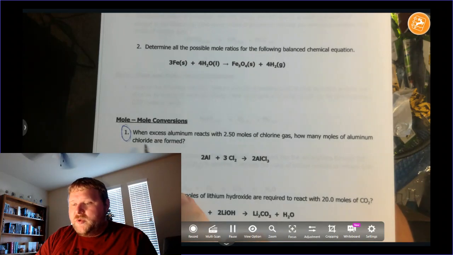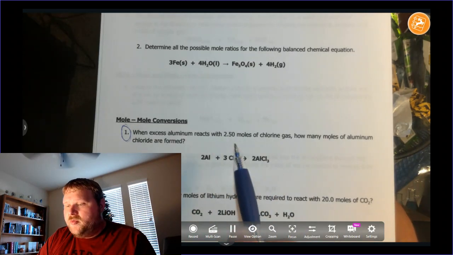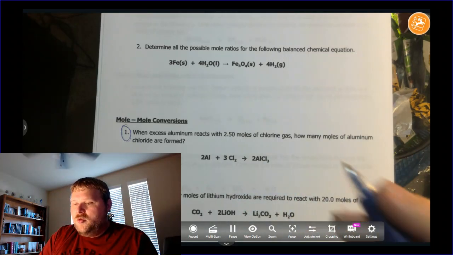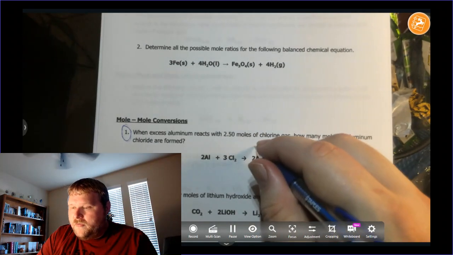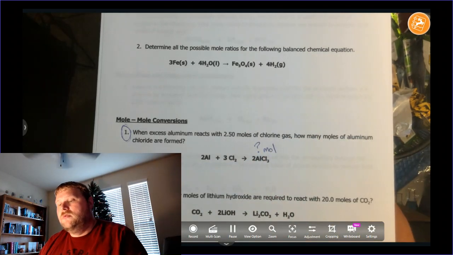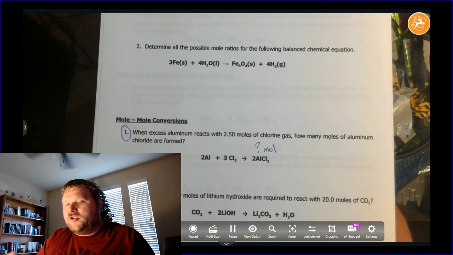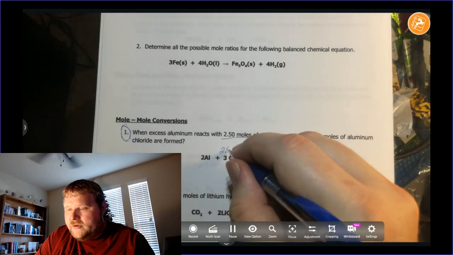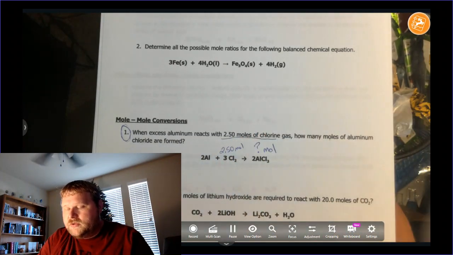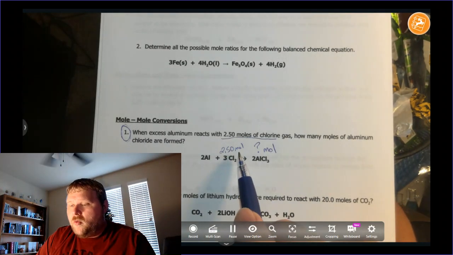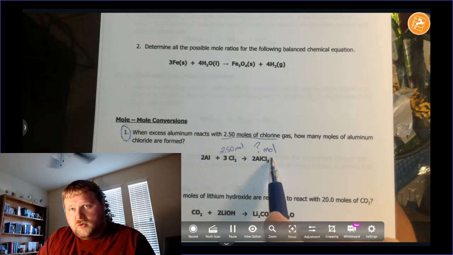The problem reads, when excess aluminum reacts with 2.5 moles of chlorine gas, how many moles of aluminum chloride are formed? So there's your question. How many moles? And our starting point is 2.5 moles of chlorine gas. So as you can see from this, we're in moles going to moles.